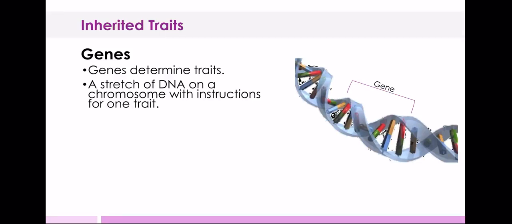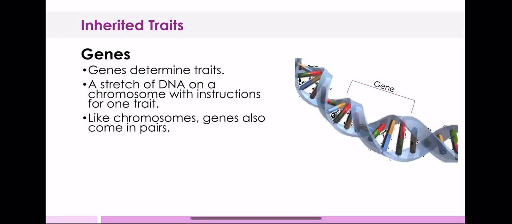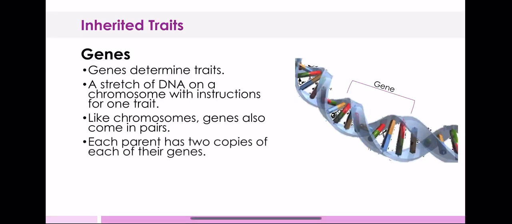We got 46. So all of those chromosomes are made up of different strands of DNA with different genes on those strands of DNA. So we have multiple thousands of genes inside our cells that tells our cells how to function. So like chromosomes, genes also come in pairs. It takes 2 copies of a gene in order to express a trait.